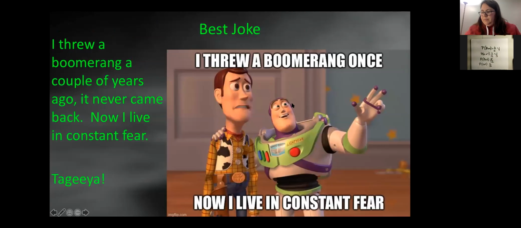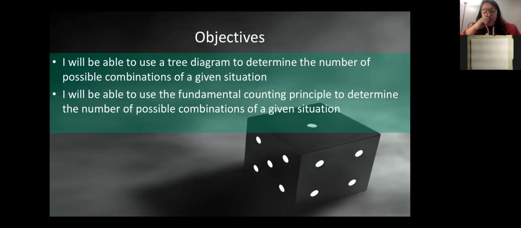The best joke was awarded to Tagia, so she's getting her Google Play gift card.